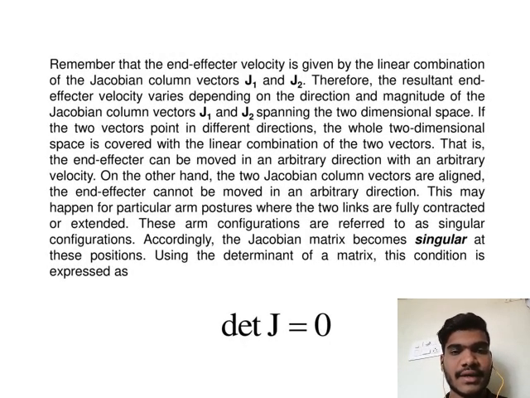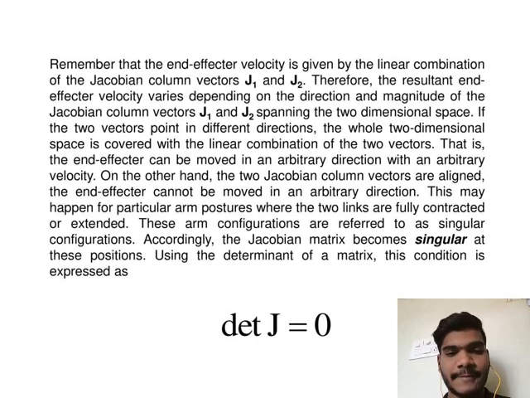Remember that the end effector velocity is given by the linear combination of the Jacobian column vectors J1 and J2. Therefore, the resultant end effector velocity varies depending on the direction and magnitude of the Jacobian column vectors J1 and J2 spanning the two-dimensional space. If the two vectors point in different directions, the whole two-dimensional space is covered with the linear combination of the two vectors, that is, the end effector can be moved in an arbitrary direction with arbitrary velocity.